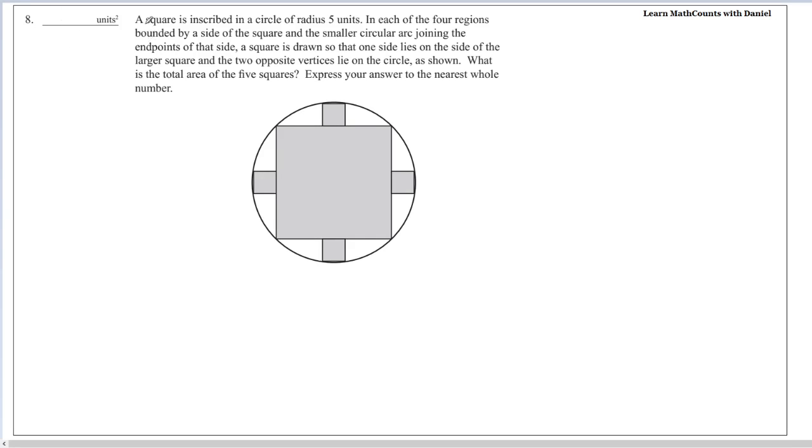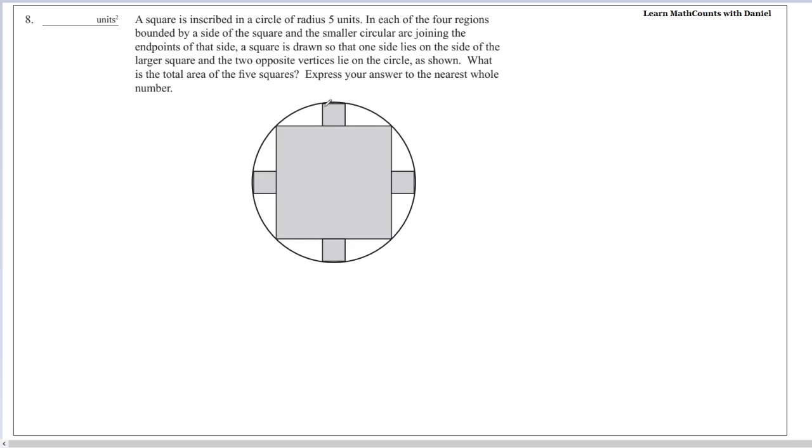So let's read through our question. A square is inscribed in a circle of radius 5 units. In each of the 4 regions bounded by a side of the square and the smaller circular arc joining the endpoints of that side, a square is drawn so that one side lies on the side of the larger square and the 2 opposite vertices lie on the circle as shown. What is the total area of the 5 squares? Express your answer to the nearest whole number.